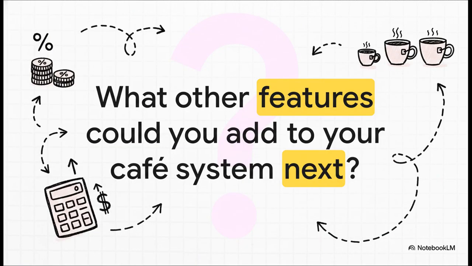So where do you go from here? Now that you can handle items and discounts, what about adding sales tax or a tip calculator? Maybe you could add different prices for a small, medium, or large coffee. The foundation you've built right here is the launching pad for all of those features and so much more. The possibilities are all yours to explore.